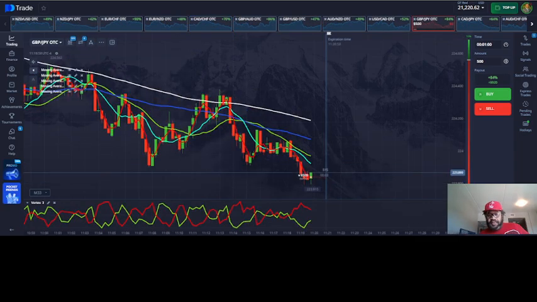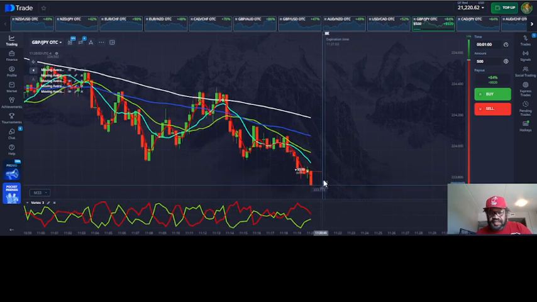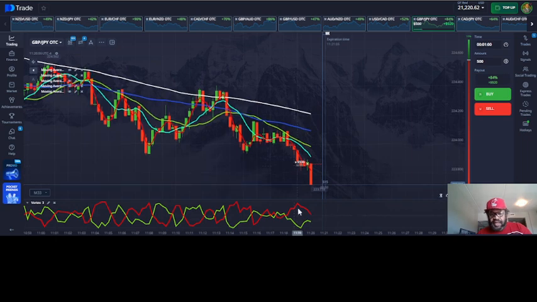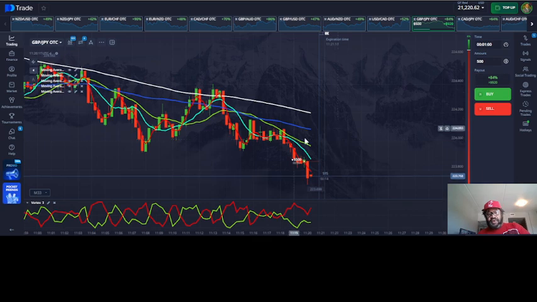I'm on the Great British Pound JPY OTC, and I just took a sell trade here. The reason why I took the sell trade is at the time I took the trade, there was a sharp divergence here of the vortex lines, a growing separation between the green and the red line here. In addition to that, we're looking at the slopes of all the SMA lines, the 100, 50, 20, and the 9, all sloping in a downward direction.